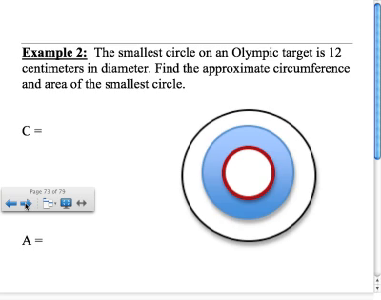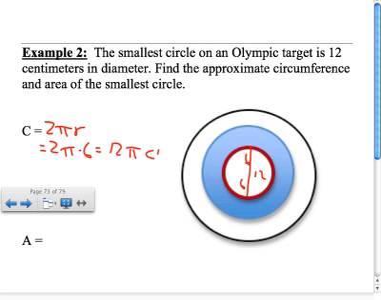So it says the smallest circle on an Olympic target is 12 centimeters in diameter. Find the approximate circumference and area. Okay, so C equals 2 pi r. The radius here is, obviously, if the whole thing is 12, then this is 6 and 6. So I have 2 pi times 6, which is 12 pi centimeters. You could plug that in and get a decimal if you so desire. I prefer just to leave pi in my answers most of the time. It's important to note, if it says approximate, that's saying give me a decimal. You can give me a decimal, it's okay. If they say exact, you got to leave pi in there, okay?